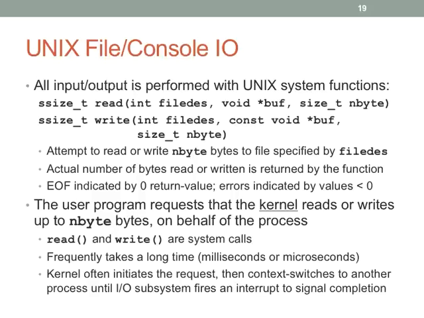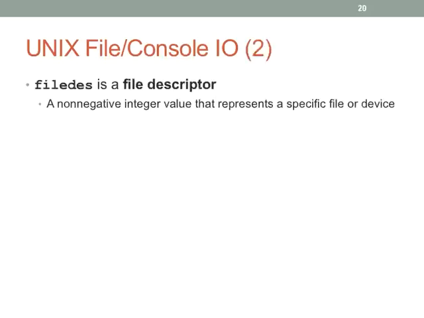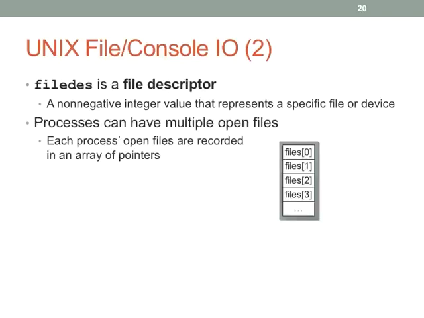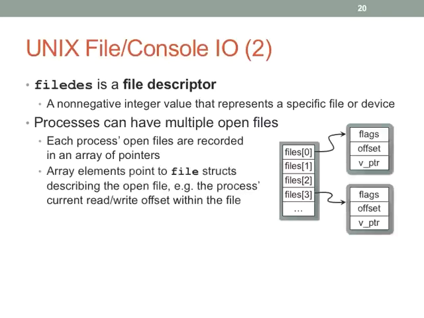So you have the file descriptor, and it's just some non-negative integer. So it could be 0, but it could be 6, it could be 19, something like that. It cannot be negative, and you'll see why in a moment. Processes can have multiple open files, and so this is a kernel data structure managed for the process. I have an array of pointers, and each entry in this array points to an open file, or it will be set to null if it's a closed file. It's not being used. And so we have these file structs.